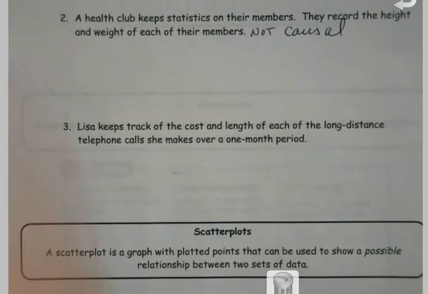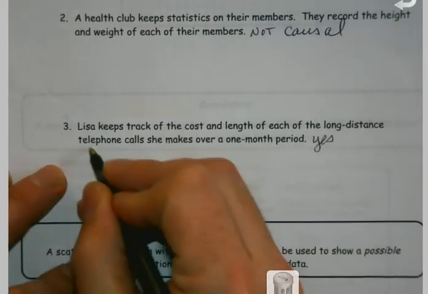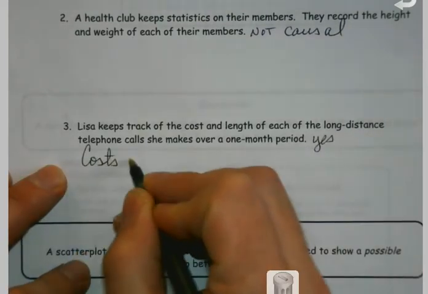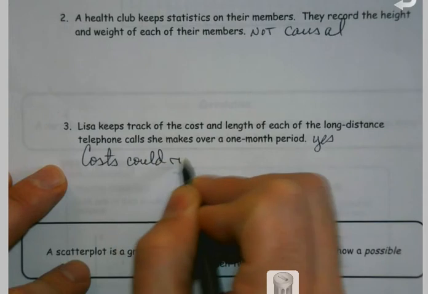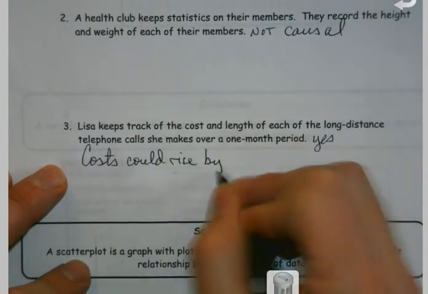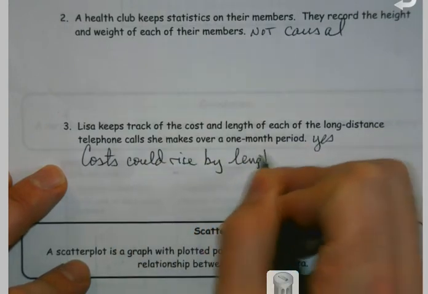Lisa keeps track of the cost and length of each of the long-distance telephone calls she makes over a 1-month period. Okay. Now, why would I want to keep track of the cost and length of a phone call that I'm making? Yeah, maybe I'm going to look to see, wow, I'm talking a little too much here, and that's causing my costs to go up. So, yes, cost could rise by length of calls. Good.